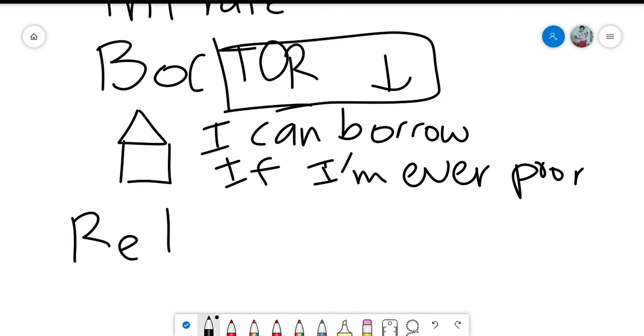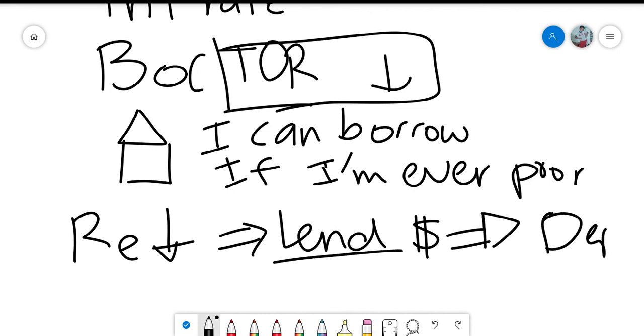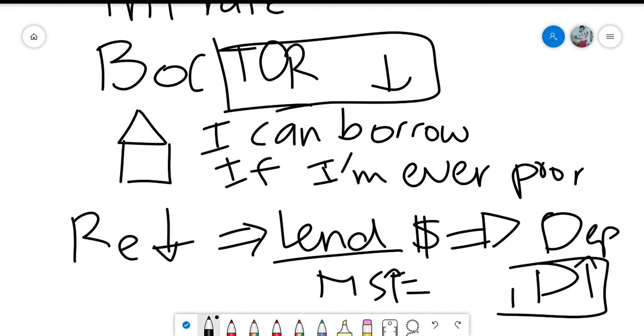So reserves go down, which means they lend out more money. The people they lend the money out to deposit more, so deposits increase. And since money supply equals C plus D, since deposits increase, money supply increases. Does this make sense? So basically, when the target for overnight rate decreases, the money supply will increase.